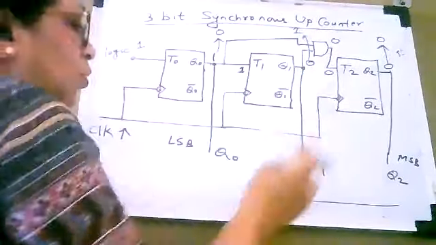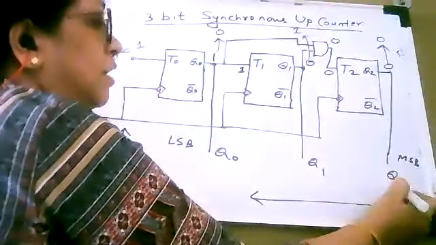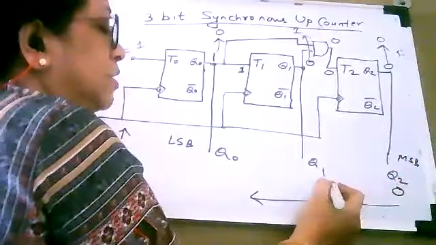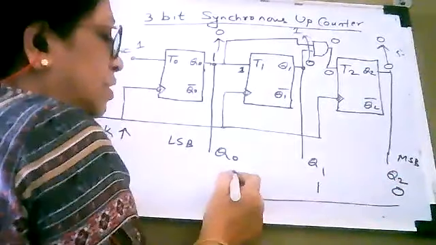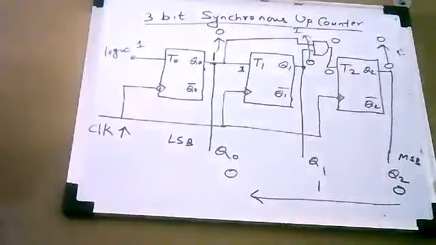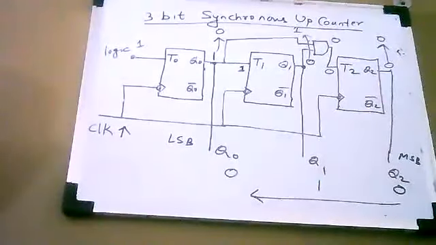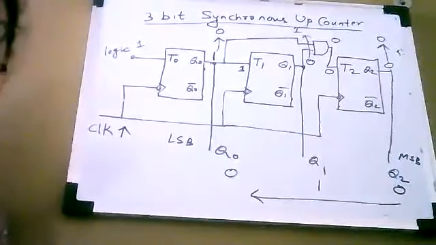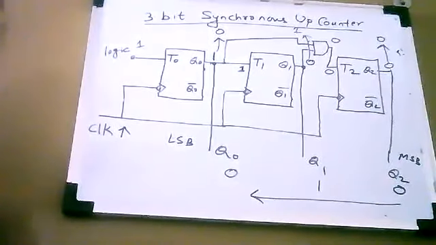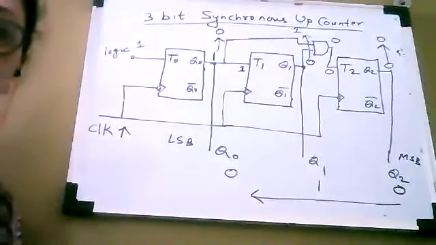So what are the outputs now in this case? Q2 is 0, Q1 is 1, and Q0 is 0. So this is your second count, 0, 1, 0. 0, 1, 0 in binary means 2 in decimal. So this is your second count. When previous inputs are 0, 0, 1, and you apply a clock pulse, then you will get output equal to 0, 1, 0.